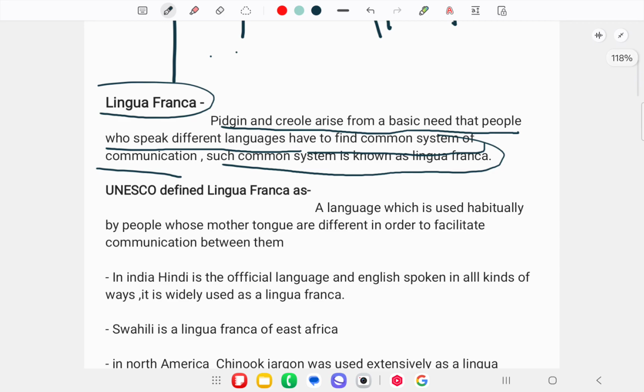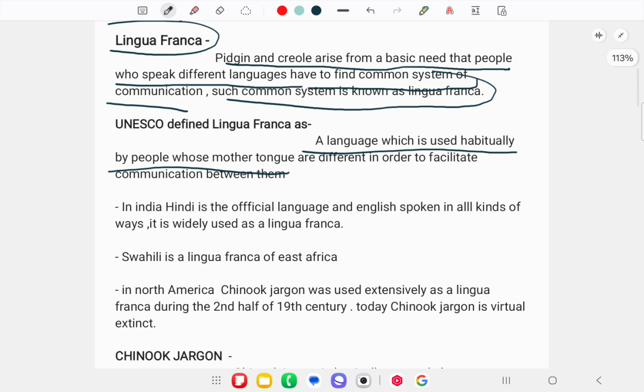According to UNESCO, a lingua franca is a language which is used habitually by people whose mother tongues are different, in order to facilitate communication between them. As we know, we are Indians, and my native tongue is Hindi. Hindi is the official language, and English is spoken in all kinds of ways. It is widely used as the lingua franca.